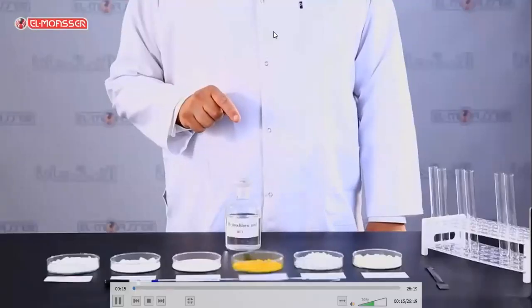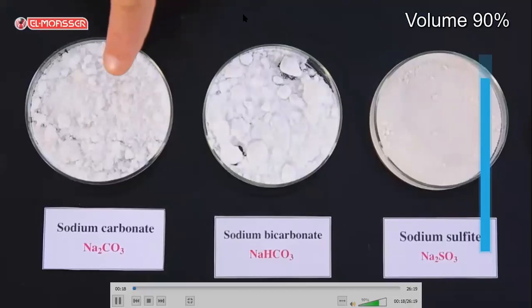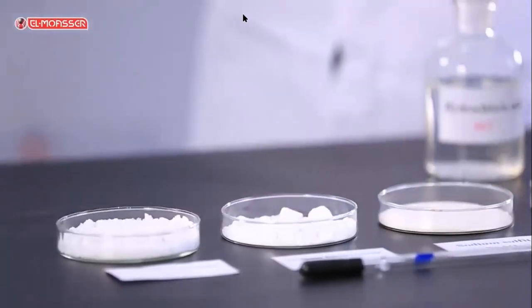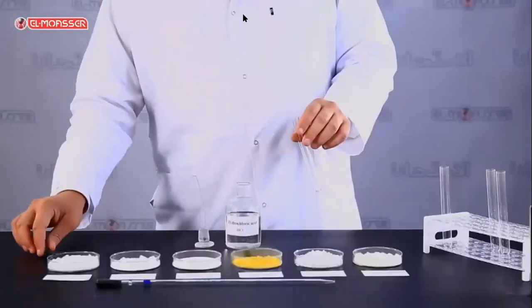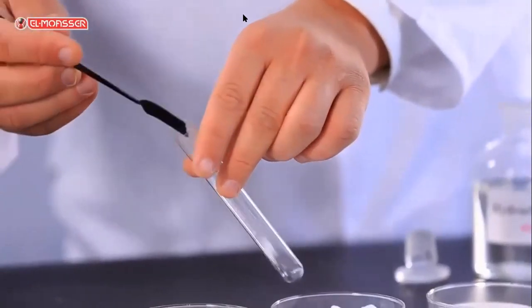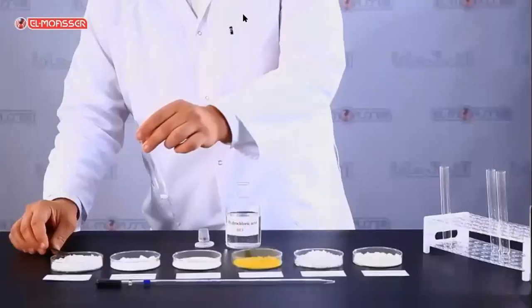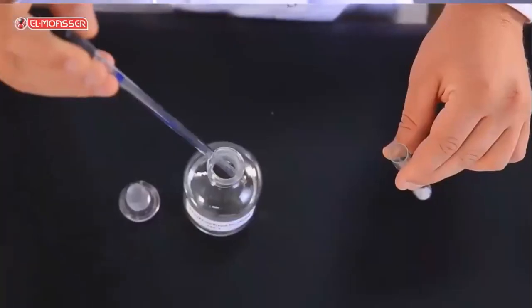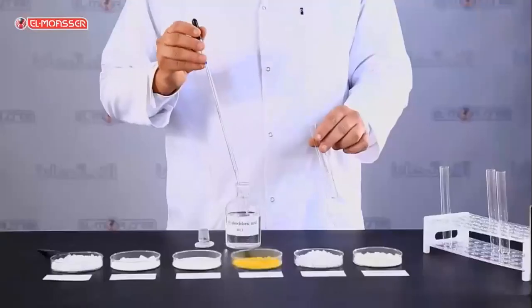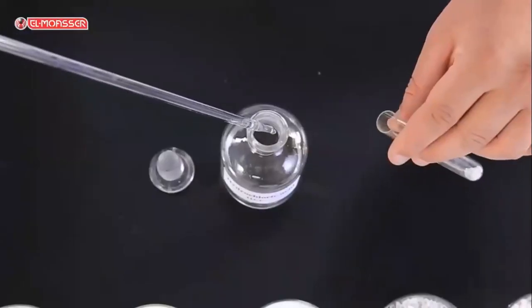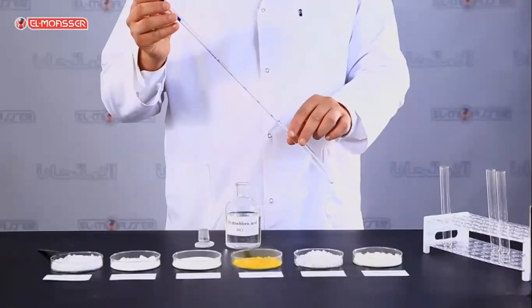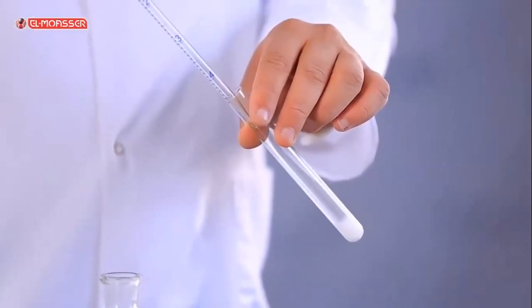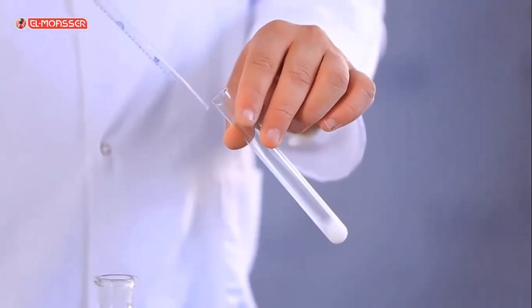Carbonate anion is detected in sodium carbonate salt by a main experiment and another confirmatory experiment. Main experiment: add to sodium carbonate salt drops of diluted hydrochloric acid. What do you observe? Effervescence is observed due to the evolution of carbon dioxide gas.